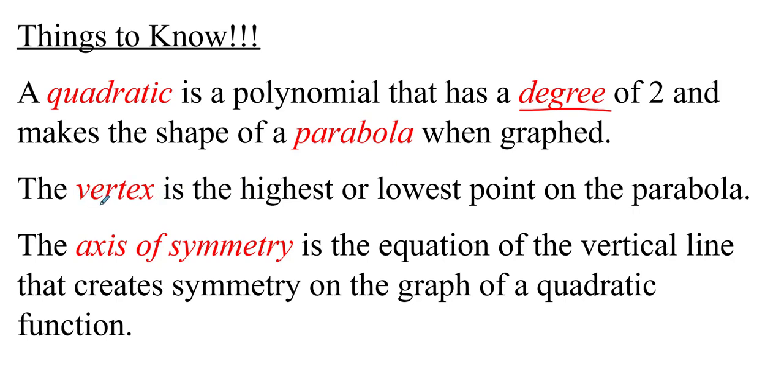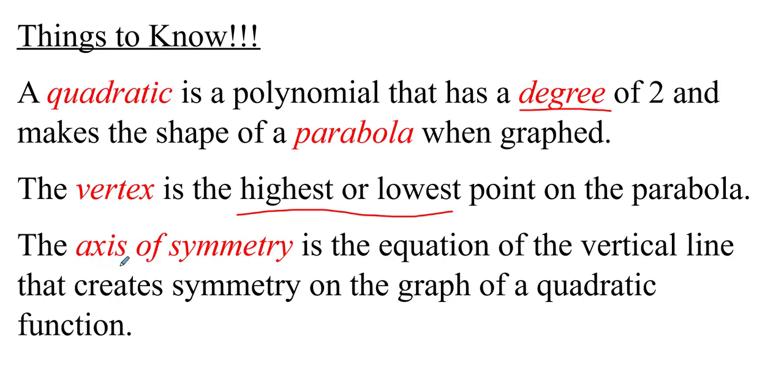Okay, so this might be new for us. This is what we call the vertex, and this is our highest or lowest point on the parabola. And I say highest or lowest because based on what our function looks like, we might have a high or we might have a low point.